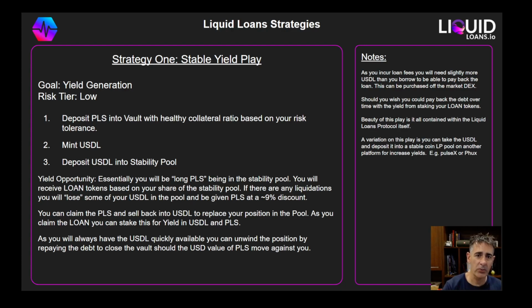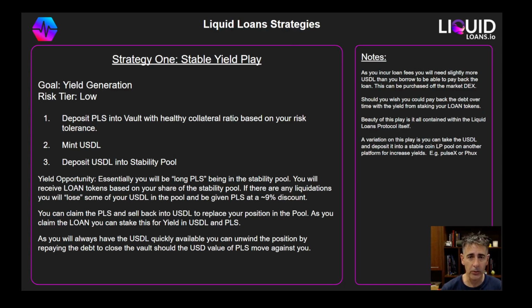So if the value of Pulse drops and our vault gets into a stage where it could be deemed a risky vault, the collateral ratio is getting low. It works in the inverse. So if our collateral ratio gets to about 110%, then that's not good. So if it's getting to that point where it's risky, how do we mitigate that risk and get our Pulse back before it's liquidated? Just by virtue of having your USDL sitting in the stability pool, it's fairly liquid.